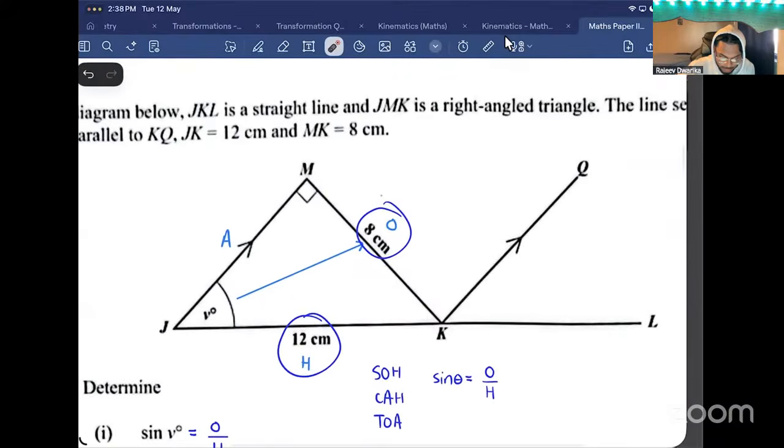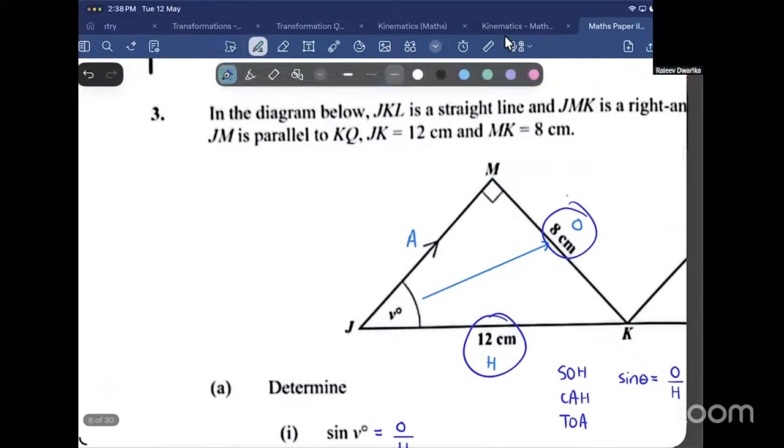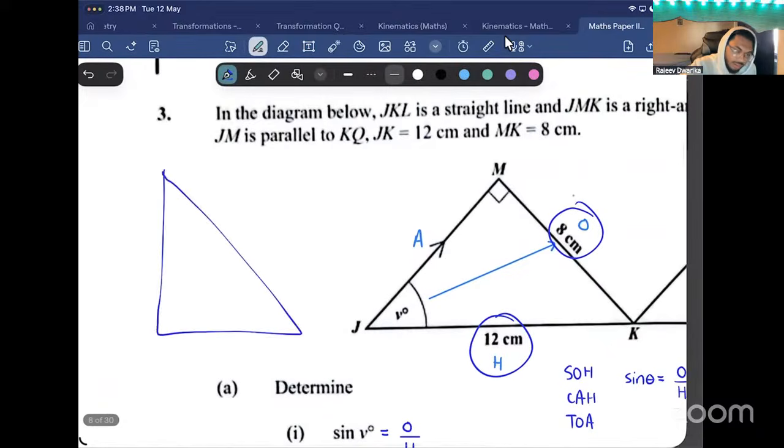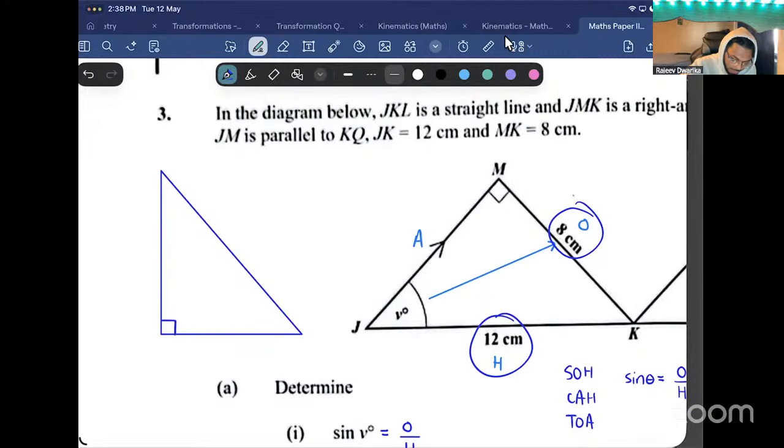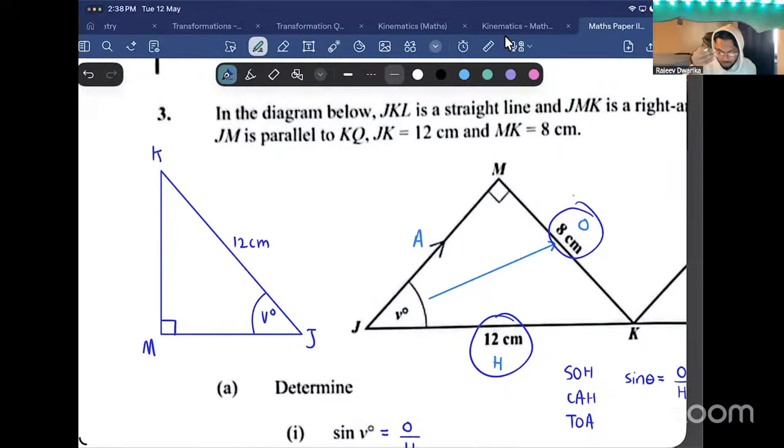All right. Let me do length GM, guys. Pythagoras theorem. That's really easy. Pythagoras theorem, because you have two sides of the right angle triangle. If I redraw the right angle triangle, the M is over there, the K is over here, and the J is over here. This is the V degrees. What is the length for JK? 12 centimeters.